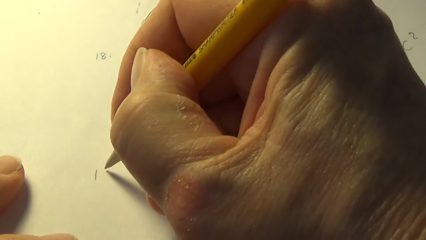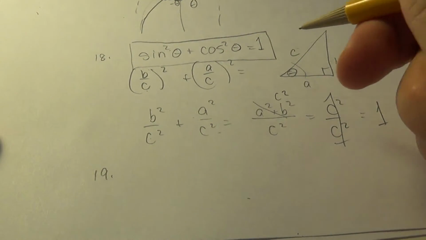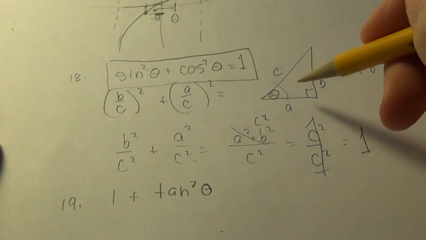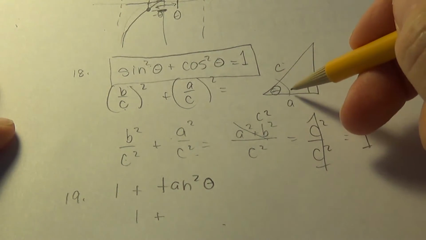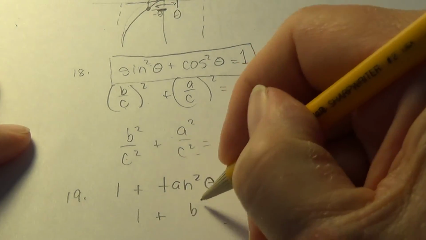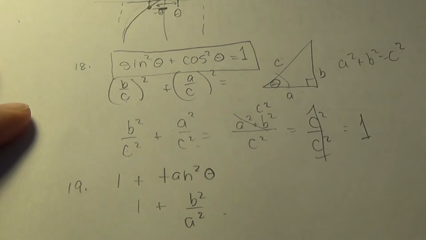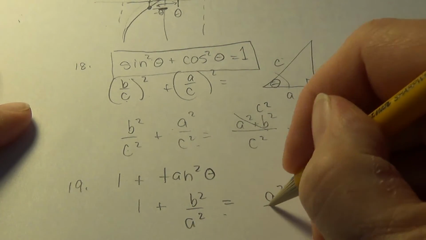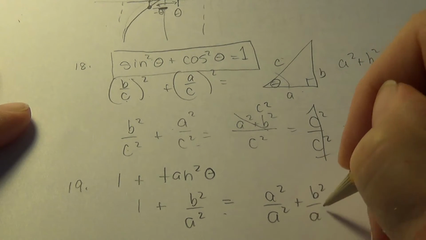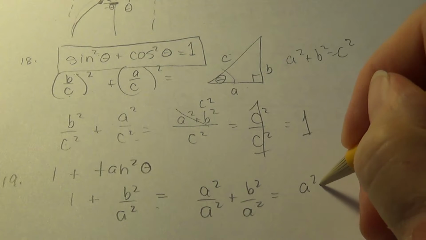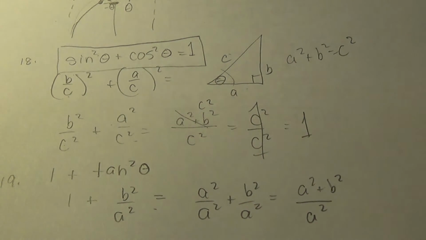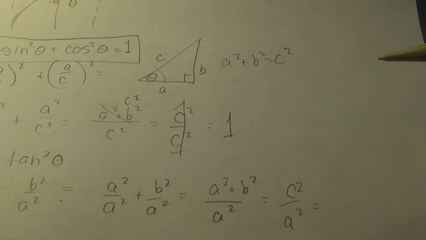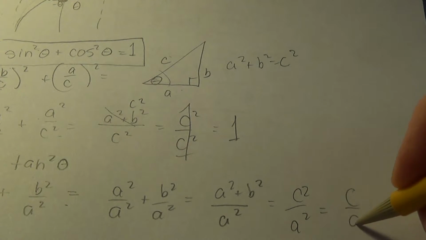Alright, number 19, we'll use the same triangle, and we'll do 1 plus tangent squared. So evaluating that, we get 1 plus tangent, which is opposite over adjacent. I'll go ahead and square each of the numerator and denominator. Now I can write 1 as a squared over a squared and give them the like denominator. So then I get a squared plus b squared over a squared. And a squared plus b squared is c squared. C squared over a squared. C over A. What is that?